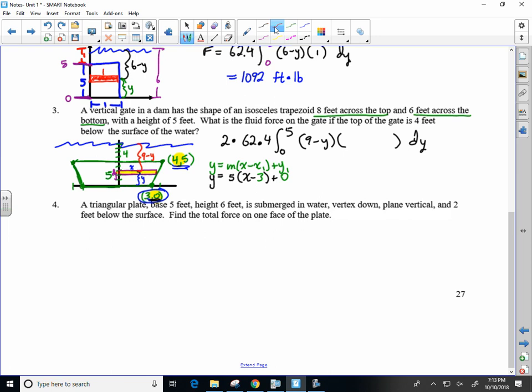What we have here is a function solved for y in terms of x, but I need it solved for x in terms of y. So first thing I would do, ignoring the zeros, divide out the 5. y over 5 equals x minus 3. And then add the 3. So x would be equal to y over 5 plus 3. This is my x function that I'm plugging in here, y over 5 plus 3, and that's what goes into the calculator.